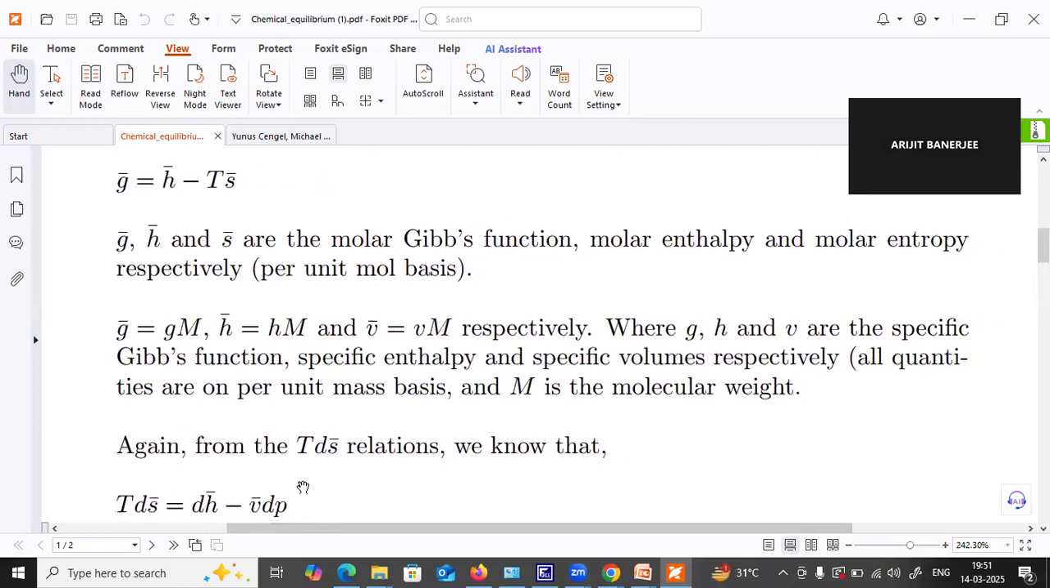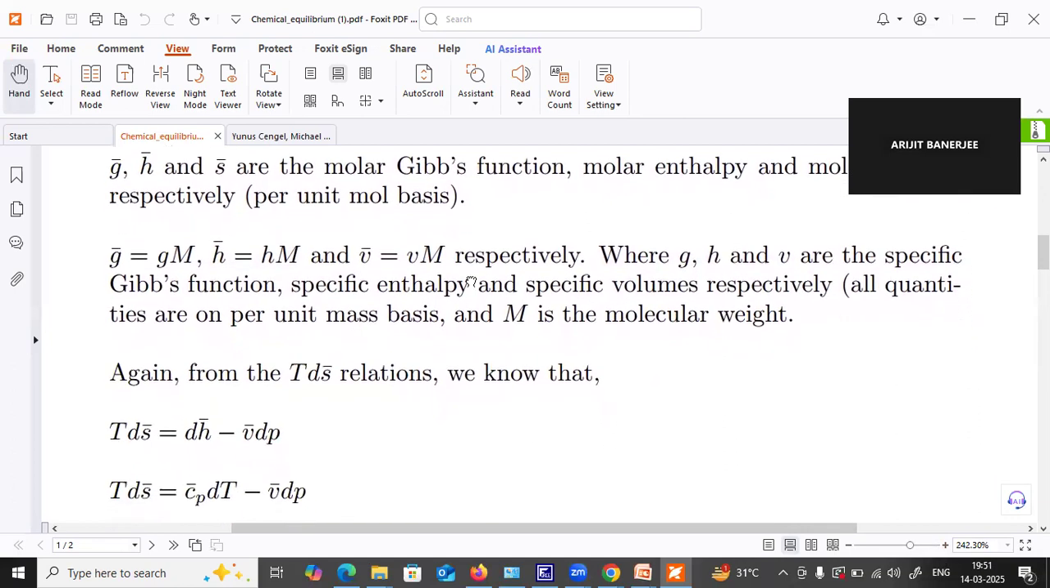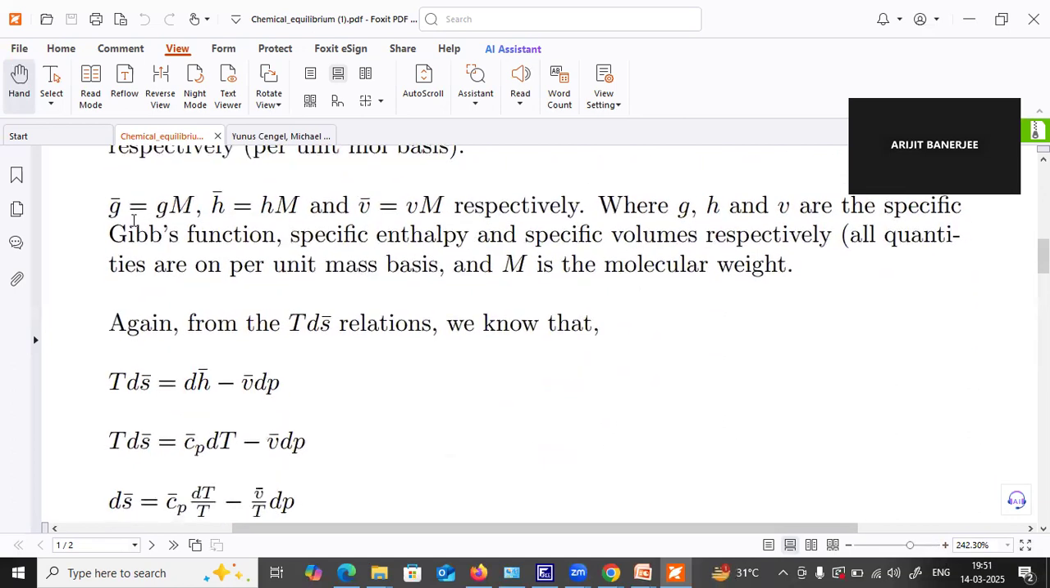Yes, I think it is seen. So G bar, H bar, and S bar: the Gibbs function, molar enthalpy, right? Next, we have converted this. Just shown the conversion factor.